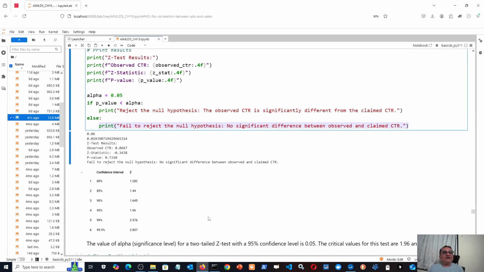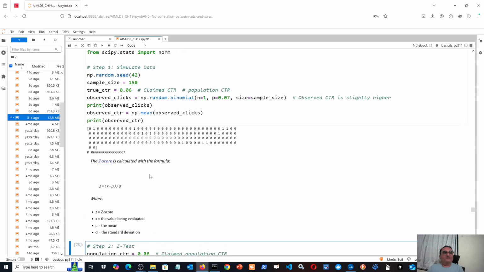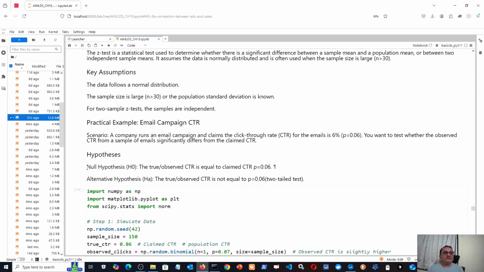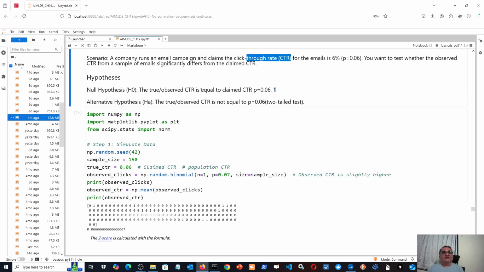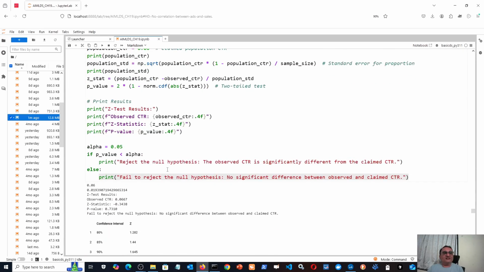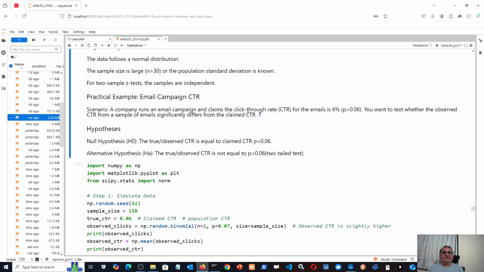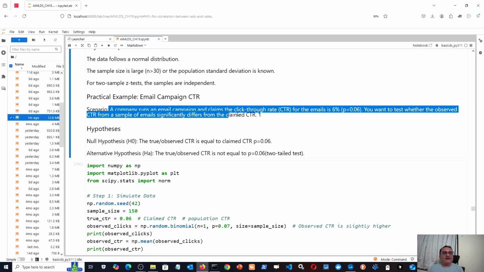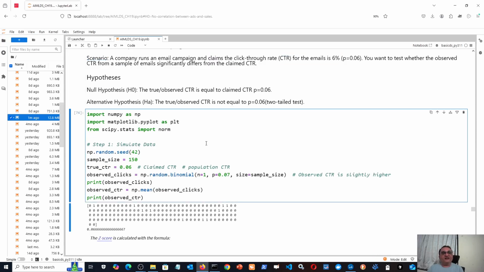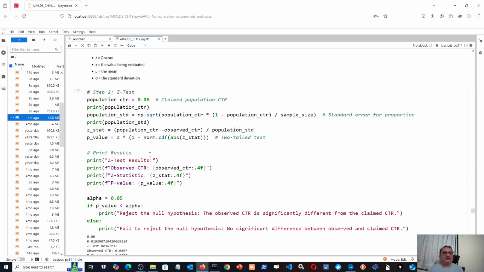What that says is that I fail to reject the null hypothesis, and that means there is indeed no significant difference between observed and claimed click-through rate. I fail to reject the null hypothesis means the null hypothesis is obeyed. So which says that yes, the company's claimed click-through rate and my observed click-through rate are equal within the limits of statistical significance, right? So I will pass that company's tender, and I will assign that company the marketing contract for the next maybe 4 quarters, thinking that it seems to be a marketing company with some integrity, right?